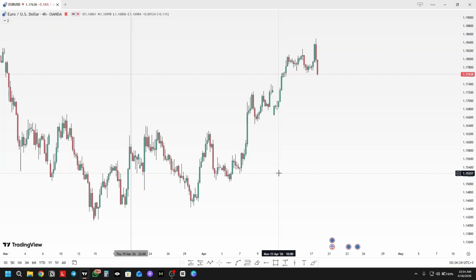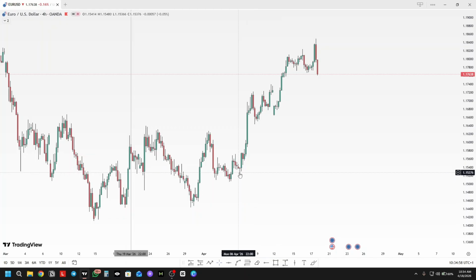So let's get back to price action as it is. You understand? Anyways, without wasting much of your time, let's get started. We are looking at Euro USD. First of all, I want to show you something.